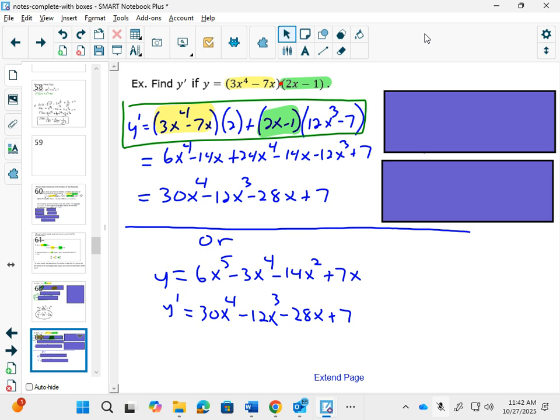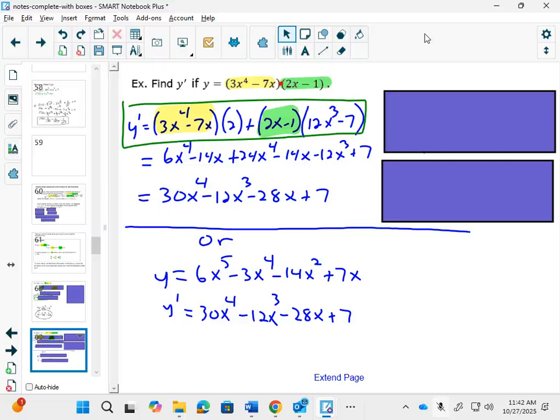This one's not hard to multiply out. It's just foiling, doing your distributive property. It's not bad. But you will start to get some where you're like, ugh, I really don't want to multiply that out. So therefore, the product rule becomes a lot nicer. Let's go to the next one.